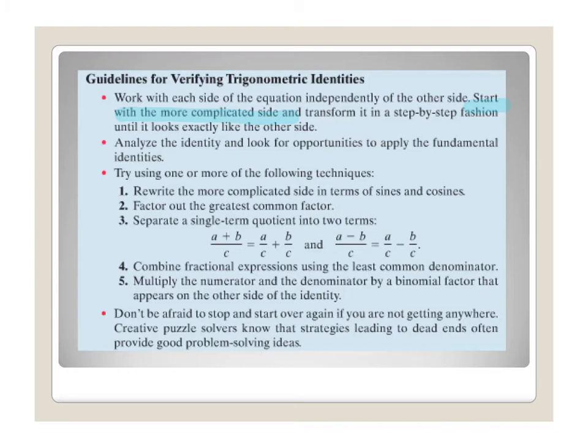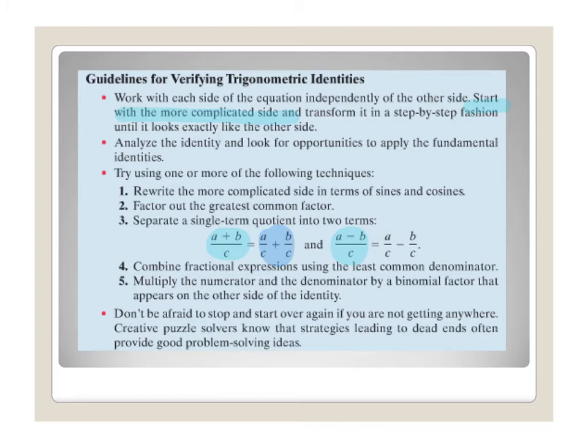And then it says you try using one or more of the following techniques. So obviously, write the more complicated side in terms of sine and cosine. Work that more complicated side. If you see a greatest common factor, factor it out. If it starts as a fraction in which the numerator has 2 terms, split them. It's going to make it easier. Same thing here: if it's a minus, still split them, but put the minus in between. And if it's the other way around, if you're dealing with something like a over c plus b over c, you want to combine them into one fraction.